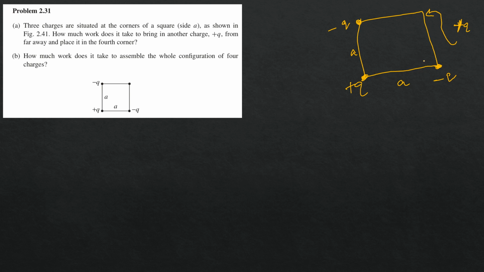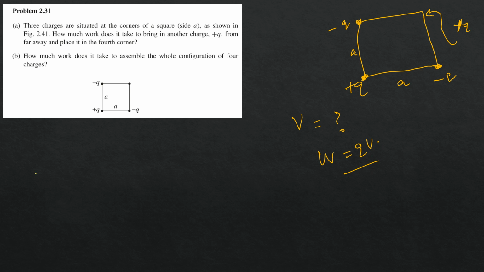So how will we do it? Think about it first. Three charges are there already, so work must be done in order to bring in another charge. Right? So what is the work done? How can we solve it? Charges are there, so if we can calculate the potential, then we can calculate the work done. Work done is charge into potential, isn't it?